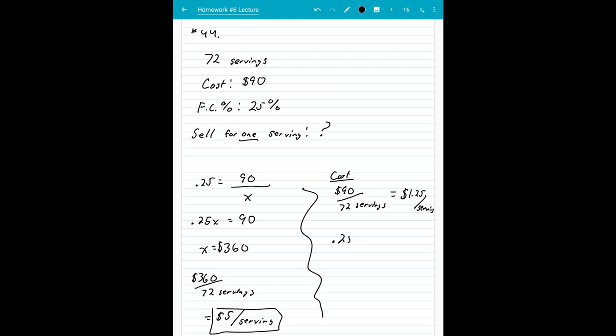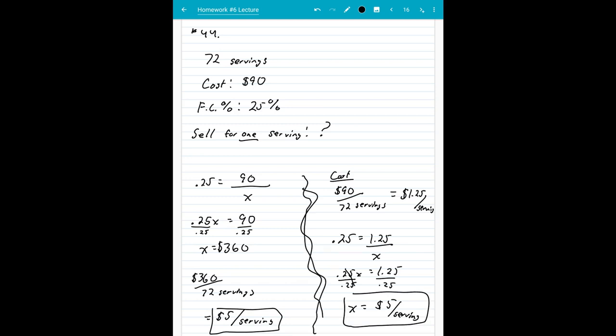Then you can say 0.25 equals the cost, 1.25, over how much you sell it for. 0.25x equals 1.25. You divide it by 0.25 on both sides. I didn't write that over here, 0.25 divided by 0.25. Divided by 0.25, you end up getting the same exact answer. So the process doesn't matter. You can divide at the beginning, then multiply. You can divide, then cross multiply, or you can cross multiply, then divide. It really is a preference, but you get the answer the same way on both of them.